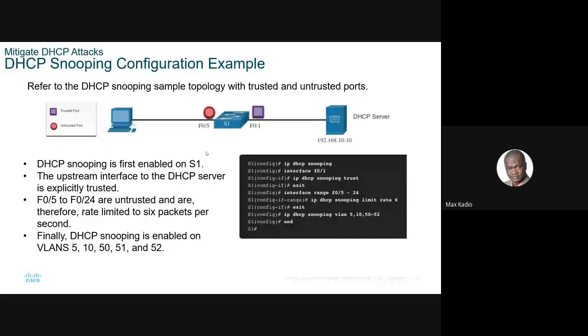Okay, so we're going to do the same thing. When you are here, we notice that we have a switch. If you see red, that is an untrusted port. So on the switch, anything facing the PC is untrusted, and any port facing the DHCP server is trusted. So we're going to type IP DHCP.